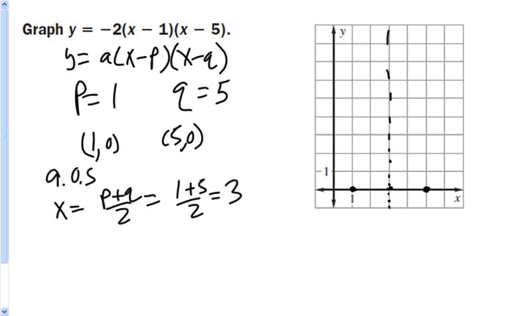Another way you could do it is just count, okay, how many spaces are between the x-intercepts? 1, 2, 3, 4. So cut that in half and go over 2, and you're at the axis of symmetry in either direction.